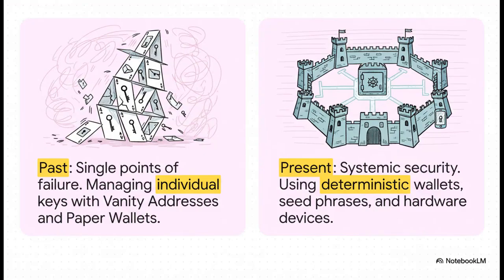This really brings it all home. Back then, security was like a house of cards. It was all about you managing these individual fragile keys. You lose that one vanity key or that one piece of paper gets destroyed, game over. Everything's gone. But today our security is like a fortress. It's systemic. We have deterministic wallets where one single seed phrase can recover everything. And we have hardware wallets that keep our keys truly offline and safe. They actually solve the problem paper wallets were trying to fix, but they do it the right way.